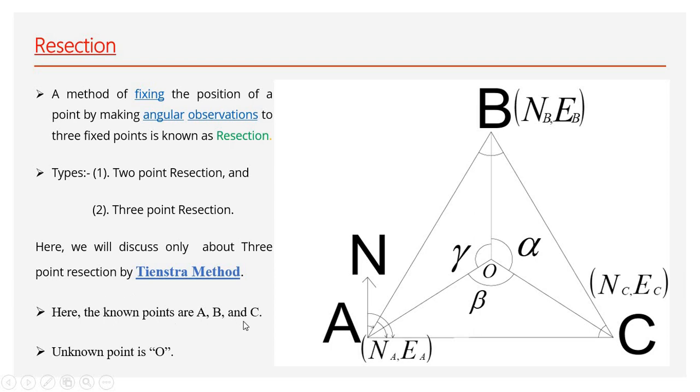Here the known points are A, B and C, and the unknown point is point O. As points A, B and C are known, their coordinates are northing of A, easting of A, northing of B, easting of B, northing of C, easting of C. And point O makes an angle gamma between A and B, alpha between B and C, and beta between A and C.